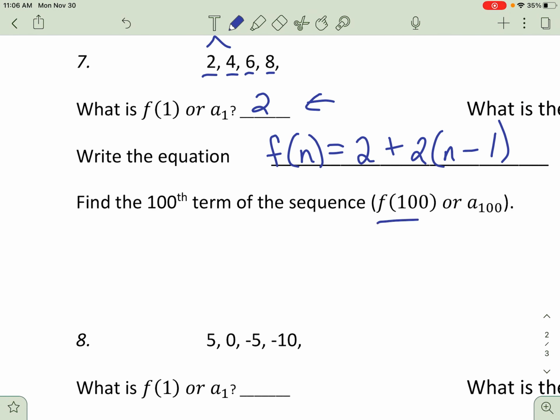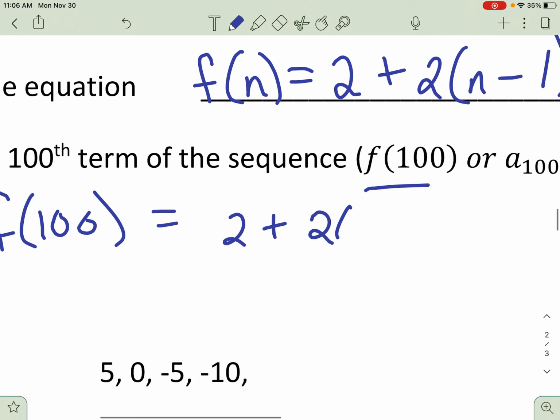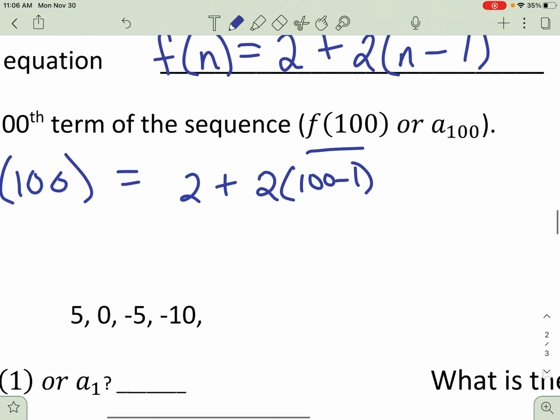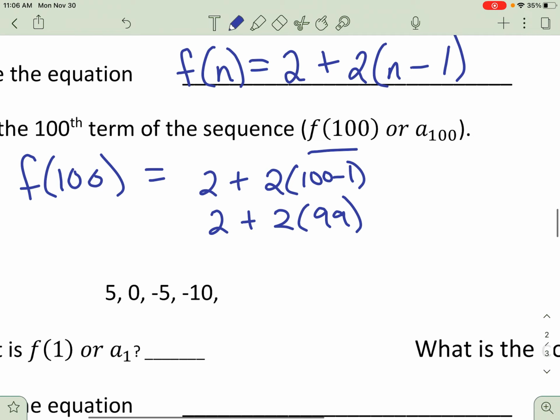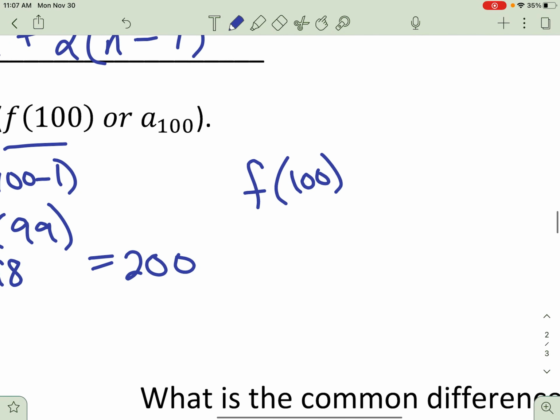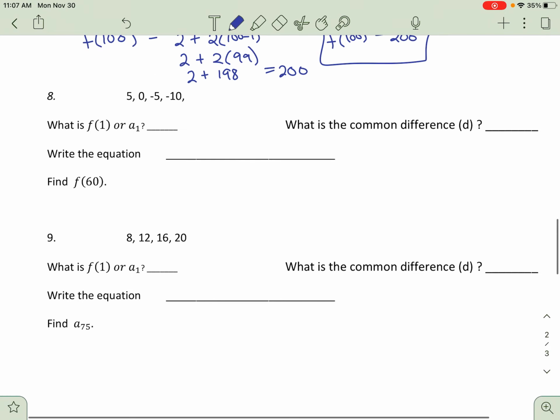So what's the 100th term? The 100th term is equal to 2 plus the common difference times whatever term we're looking for minus 1. So we're going to do 2 plus 2 times the 99th term. 2 plus 198 equals 200. So the value of the 100th term is 200. Okay? All right, let's try a few more like this.